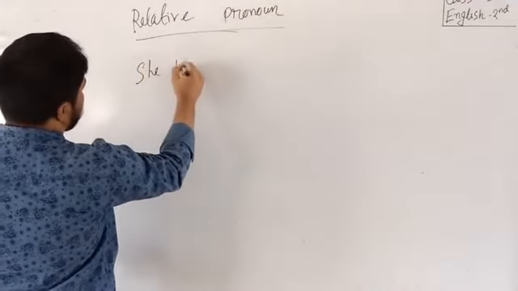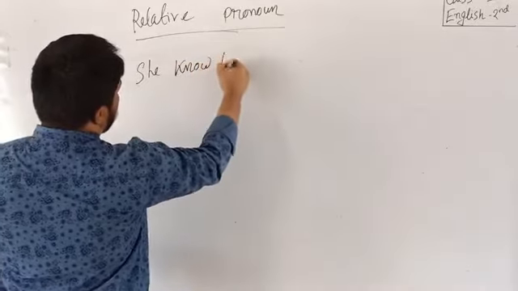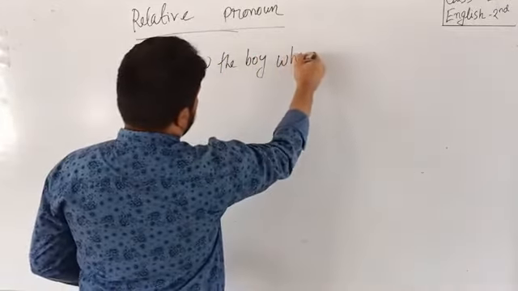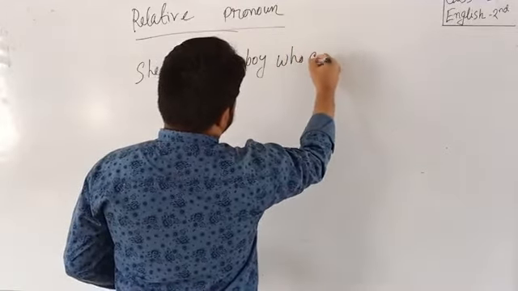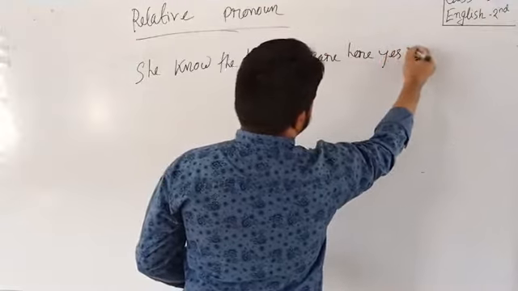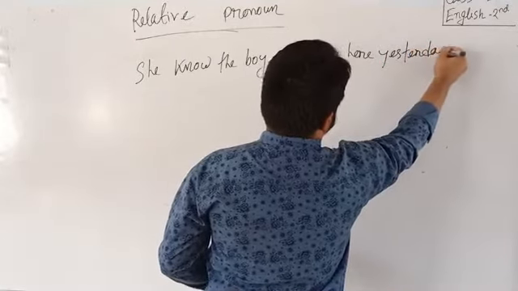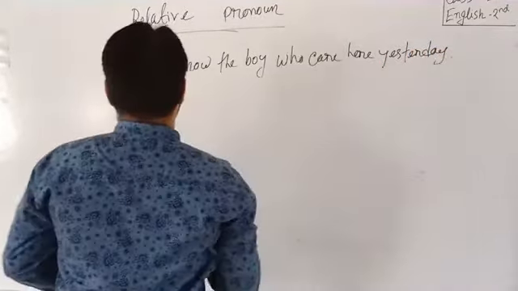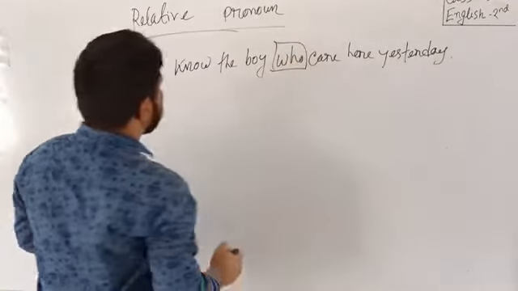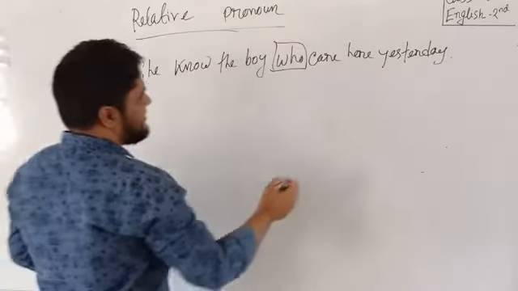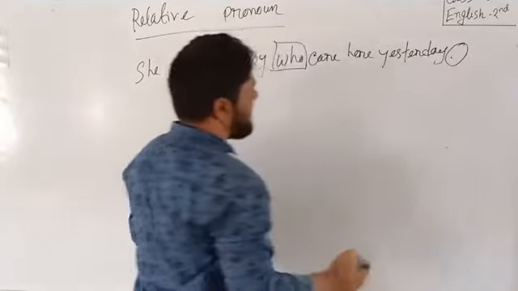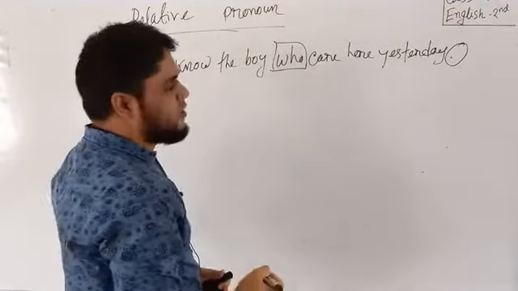She knows the boy who came here yesterday. Here, who is a relative pronoun, and we must use a full stop at the end of the sentence instead of a question mark.